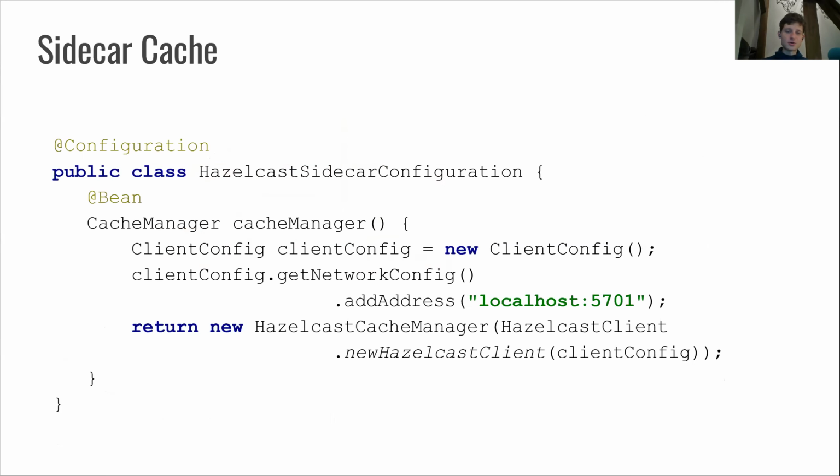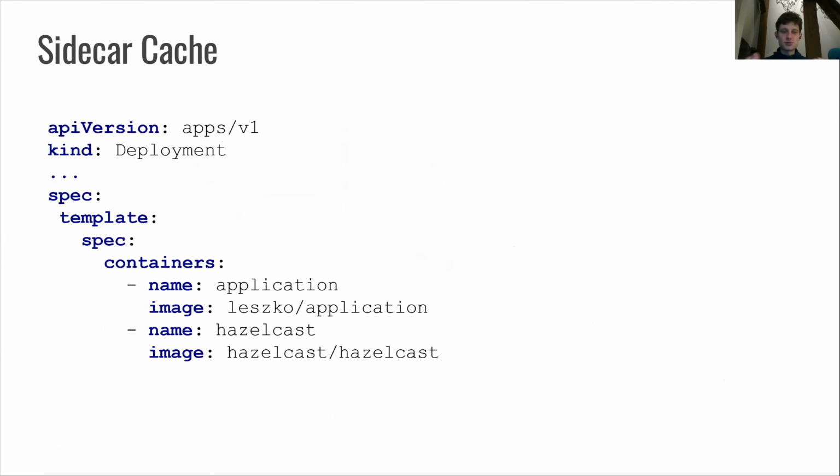How it looks like in the code. In the code, for your client, you have a static configuration pointing to localhost. But the whole thing is not static, it's dynamic. We just know that the cache server is available at localhost because we know that we deploy them together, like here. So we deploy our application together with the cache server in one pod.